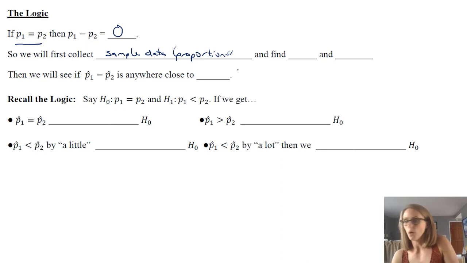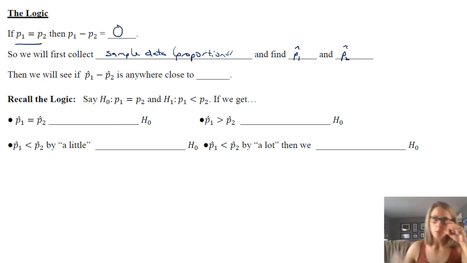Okay, so we're talking about, from that's going to give us P1 hat and P2 hat. So we're still trying to infer something about the population proportion based on these samples. And then we see if the difference in the sample proportions is anywhere close to 0.